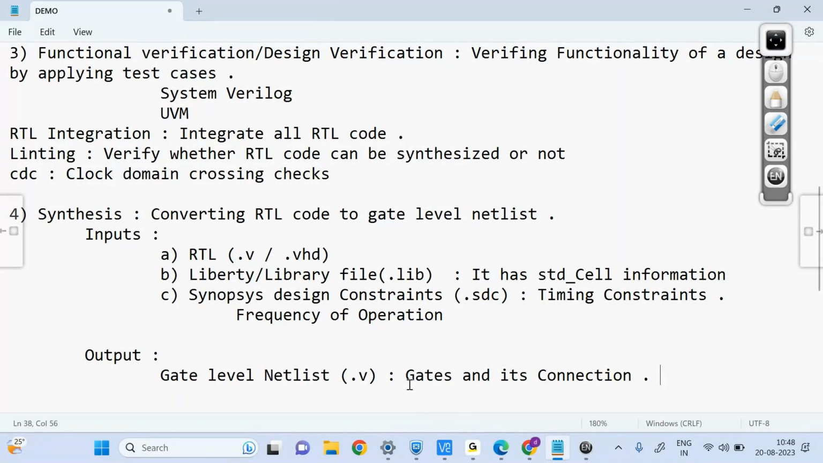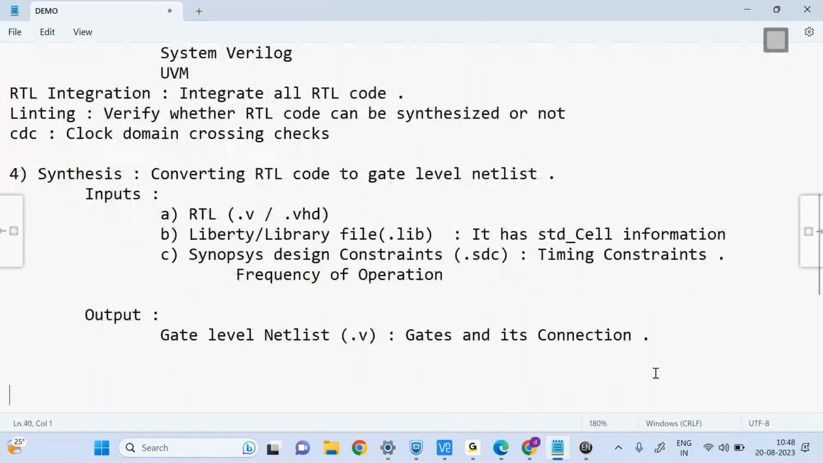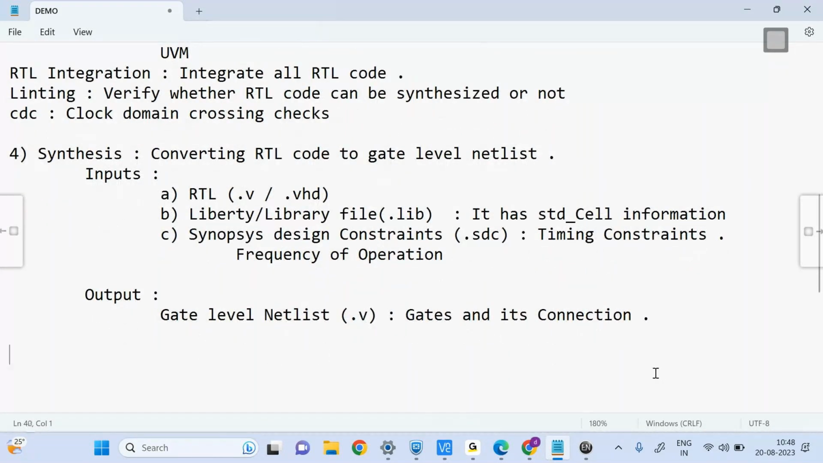Right? So this netlist we will forward to which team? Physical design team. But before the physical design team, there is one major team called the DFT team. Directly we will not forward to the physical design team. There is one more team called the DFT team. DFT stands for Design for Testability.